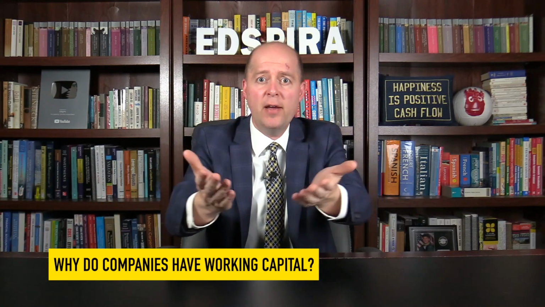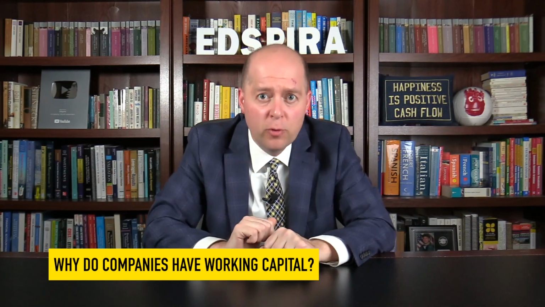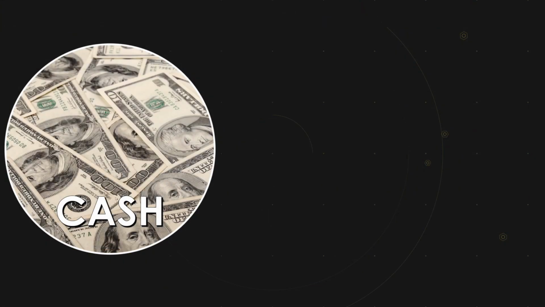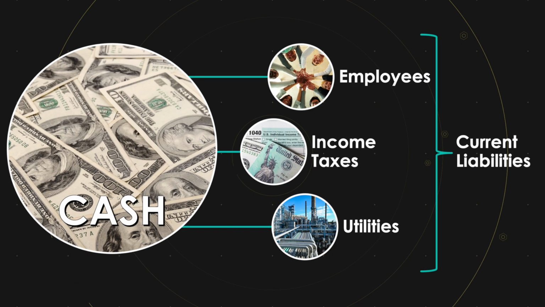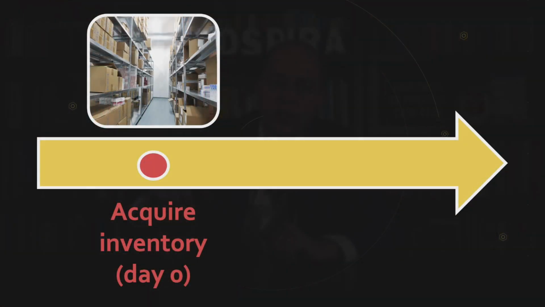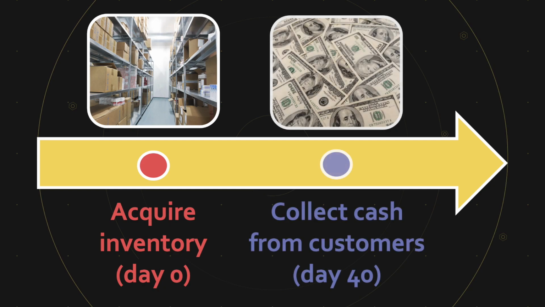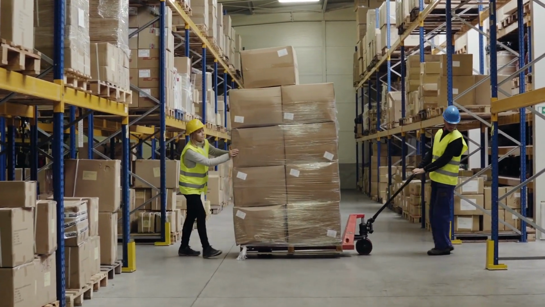So why do companies have working capital? Well, it's a part of normal business operations. All companies need cash, a current asset, to pay employees, income taxes, and utility bills, which are current liabilities. But there are other ways that working capital arises. For example, a retailer might purchase inventory for cash today, but not be able to sell that inventory and collect cash from the customer for 40 days. The retailer would thus have cash tied up in inventory and accounts receivable, both current assets, for 40 days.